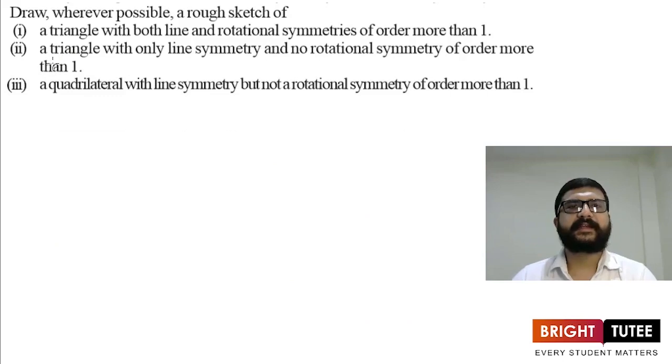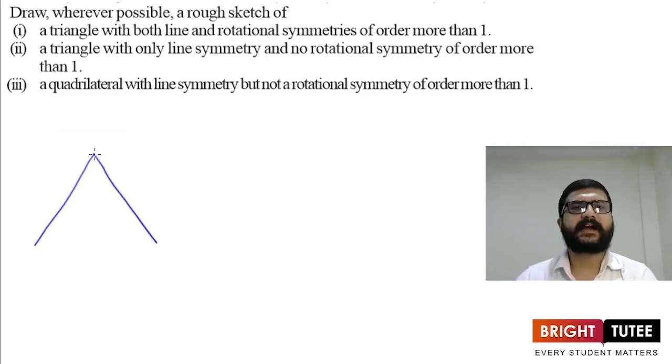Here the question is a triangle with only line symmetry but no rotational symmetry of order more than 1. There should be no rotational symmetry of order more than 1, but there should be a line of symmetry. Here we have seen one example, the equilateral triangle, in which there were both line symmetry as well as rotational symmetry. So we can't take the equilateral triangle. Other than the equilateral triangle, we have the scalene triangle or the isosceles triangle. We know that a scalene triangle does not even have line symmetry, so we can't take the scalene triangle either. So now let's try with an isosceles triangle.